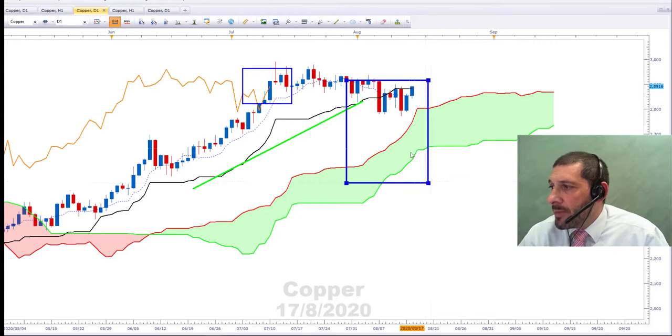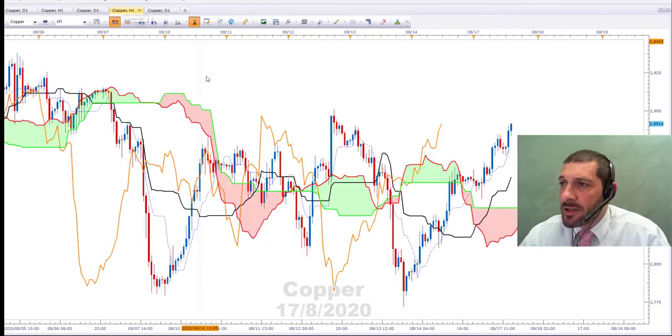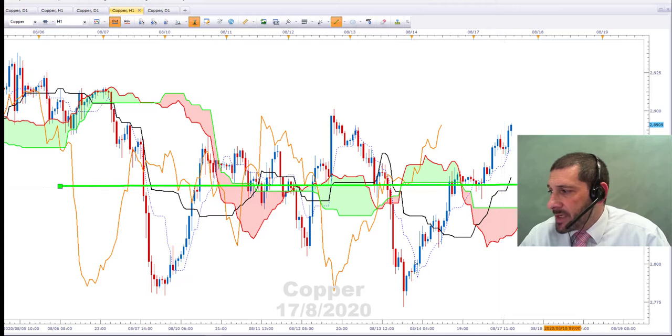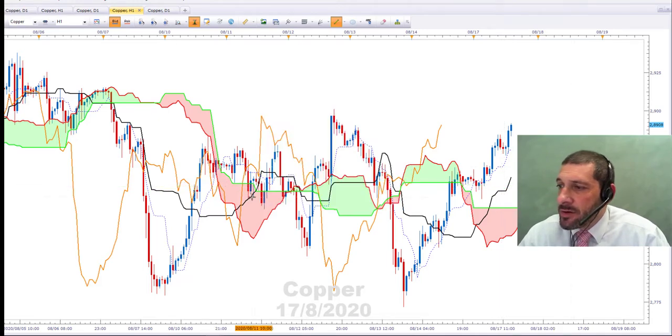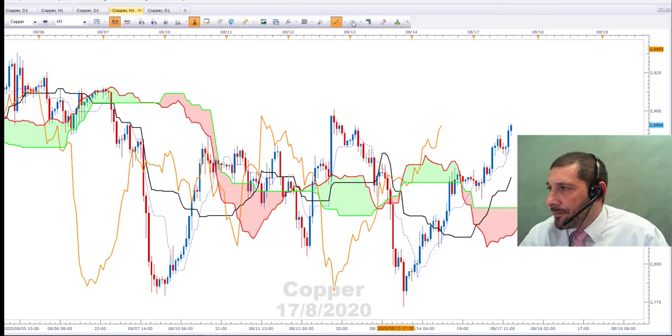Now we are above the cloud, and we want to see if the candlesticks can move above that baseline. Let's just take a look at this on the hourly chart. Now the hourly chart is very difficult to read because it's just moved sideways. Ichimoku analysis is not appropriate for a congestion. However, for trend analysis it's really powerful.